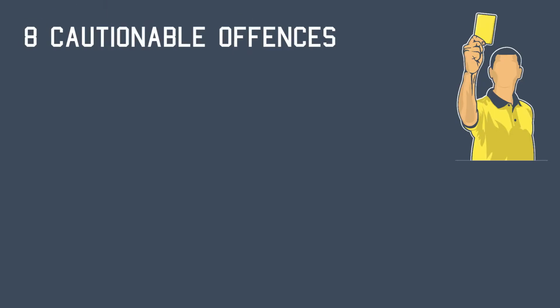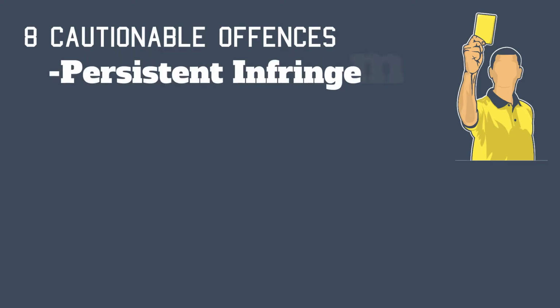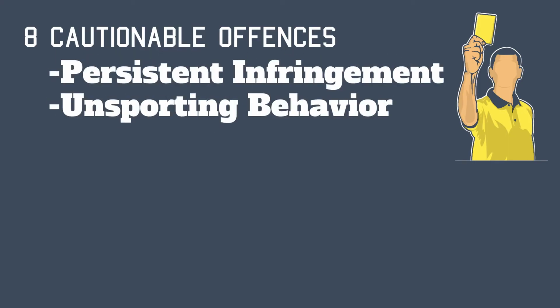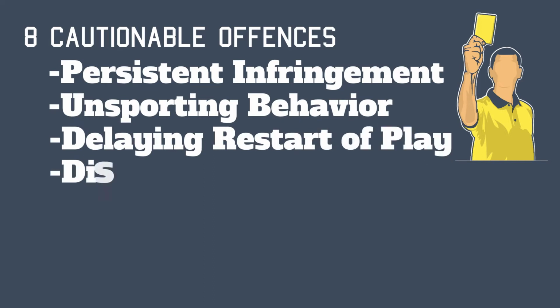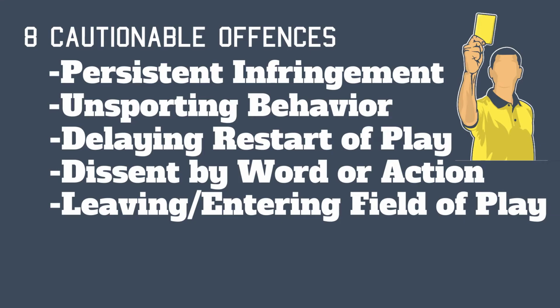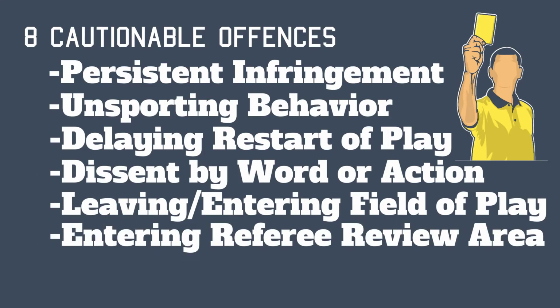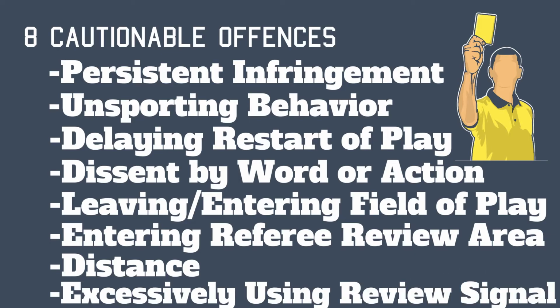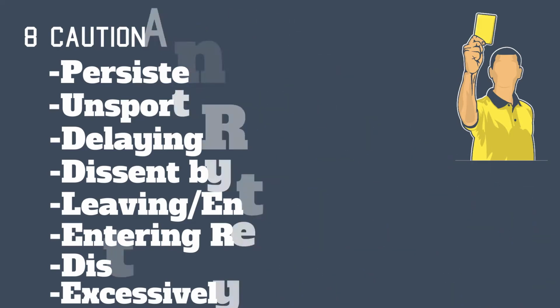The 8 cautionable offenses, which can be remembered using the acronym PUDDLE, punishable by a yellow card are persistent infringement, unsporting behavior, delaying the restart of play, dissent by word or action, deliberately leaving, entering, or re-entering the field of play without the referee's permission, entering the referee review area, or the RRA, failing to respect the required distance on a restart, and excessively using the review signal.